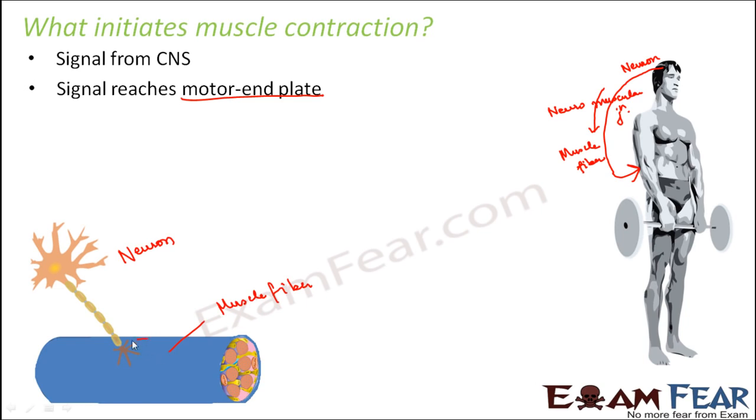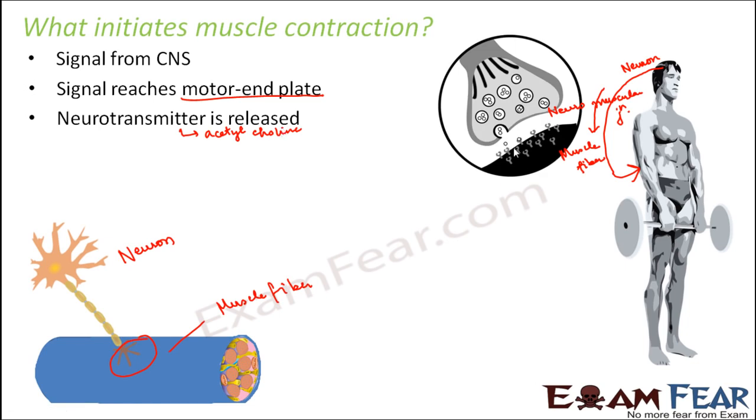Now this junction between the neuron and the muscle fiber is known as the motor end plate. So what will happen here? Here a neurotransmitter is released. So what is the neurotransmitter here? The neurotransmitter is basically a chemical called acetylcholine. So this chemical released is how the information exchange will take place.